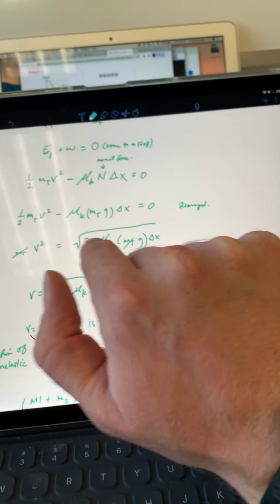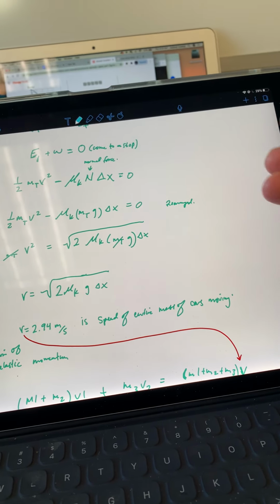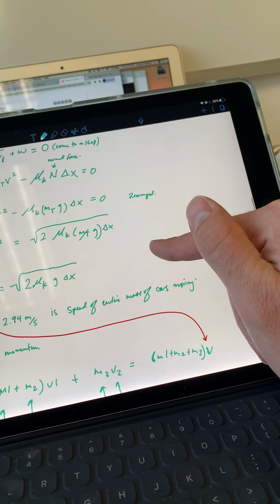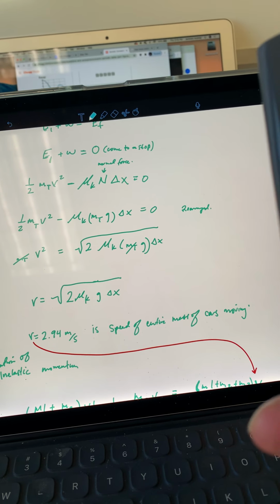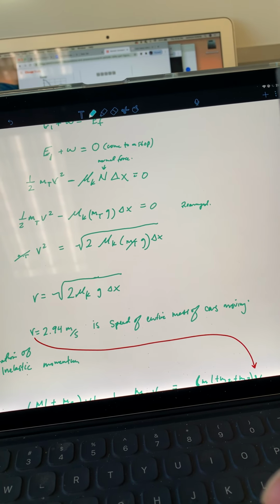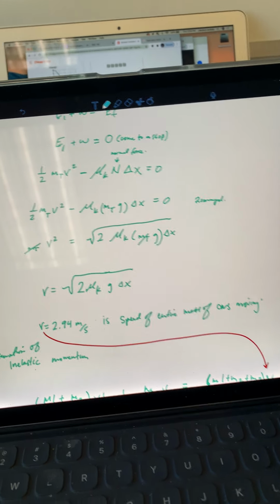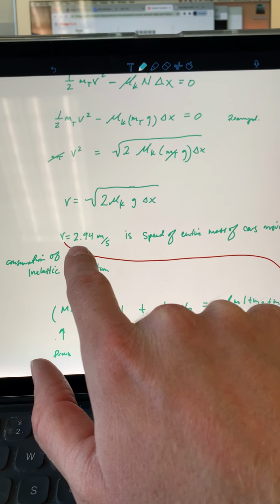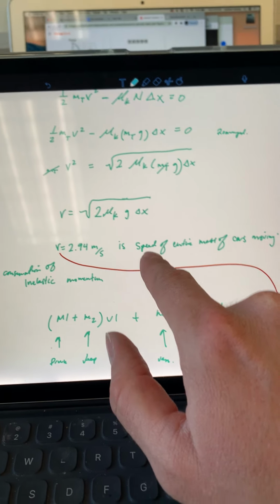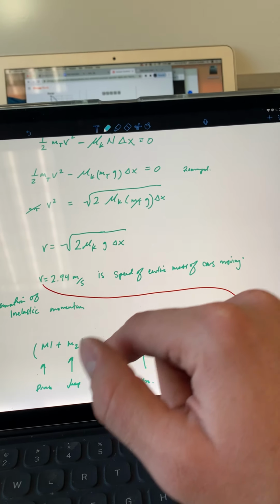which we know all those values. You plug them in. Coefficient of kinetic friction is 0.7. Mass total, I don't have it written down, but it'd be 1815 plus 1510 plus 2040. That's 5,365, times displacement. So eventually you get the velocity is 2.94 meters per second. And that's the speed of the entire mass of the cars moving after the collision.